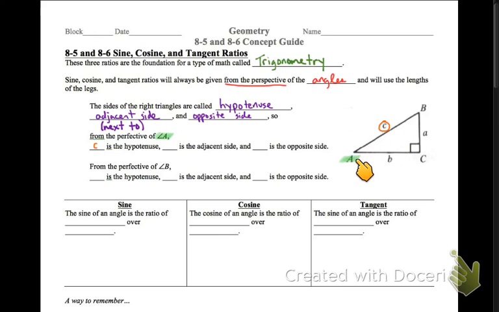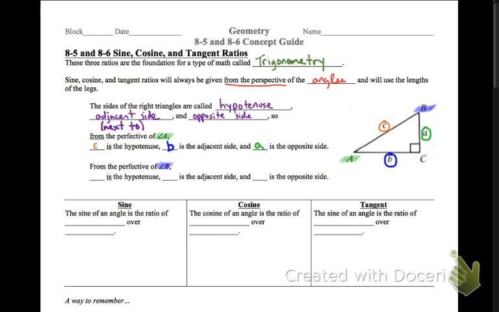Which side is adjacent? Well, what side is next to A? It's either going to be C or B, but C is the hypotenuse. So what's going to be the adjacent? The one that's not the hypotenuse. B is the adjacent side. And that means that A is the opposite side. A is the side opposite the angle. We've been talking about opposite sides for a while, but adjacent sides we haven't. So hypotenuse, adjacent, and opposite. That's from the perspective of angle A.